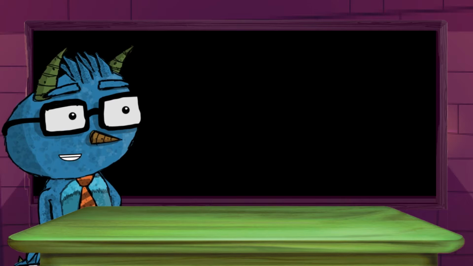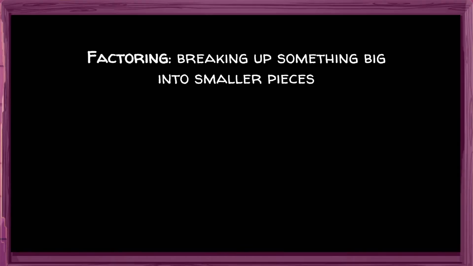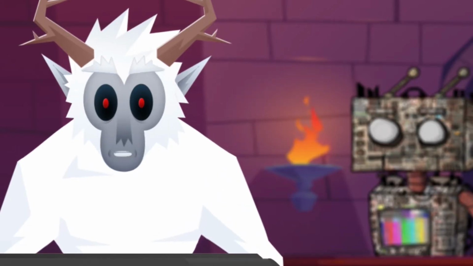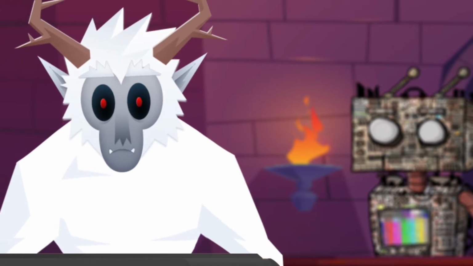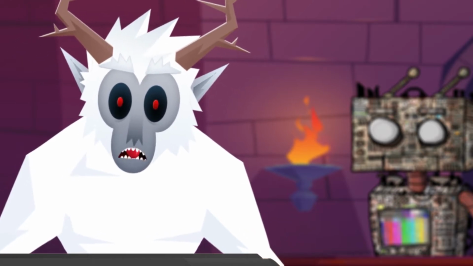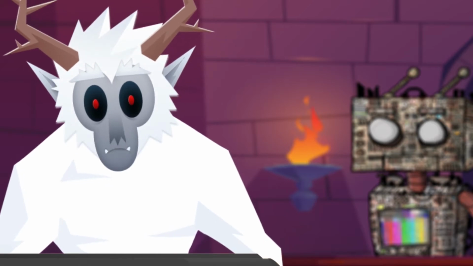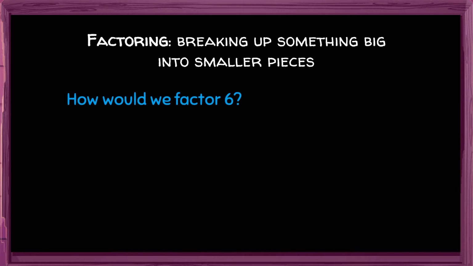So let's start by making sure we remember what factors are in math. Factoring means breaking up something bigger into the smaller pieces that make it. For example, how would we factor the number 6? Factors of 6 would be any numbers that multiply together to equal 6. 2 times 3 equals 6, so 2 and 3 are factors of 6. Correct, teacher? Right, Wendigo. So we can rewrite 6 in a factored form as 2 times 3.